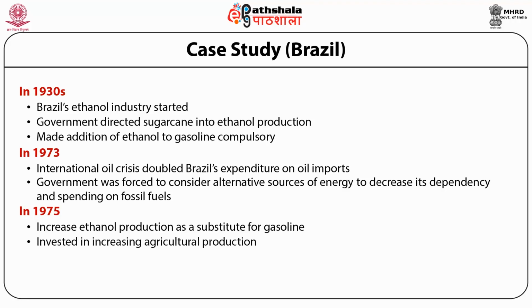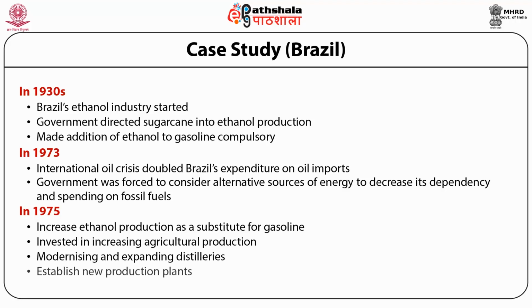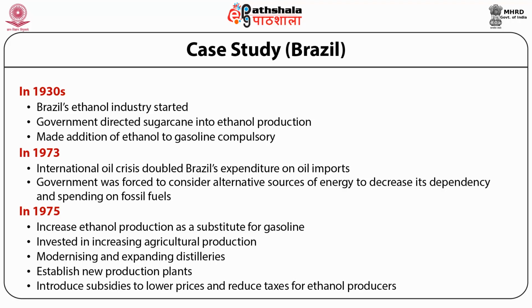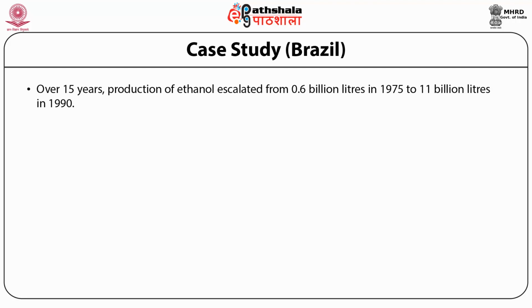They invested in increasing agricultural production, modernizing and expanding distilleries. They established new production plants, introduced subsidies to lower prices, and reduced taxes for ethanol producers. Over 15 years, production of ethanol escalated from 0.6 billion liters in 1975 to 11 billion liters in the 1990s. Further progress has been made with bioethanol establishments.